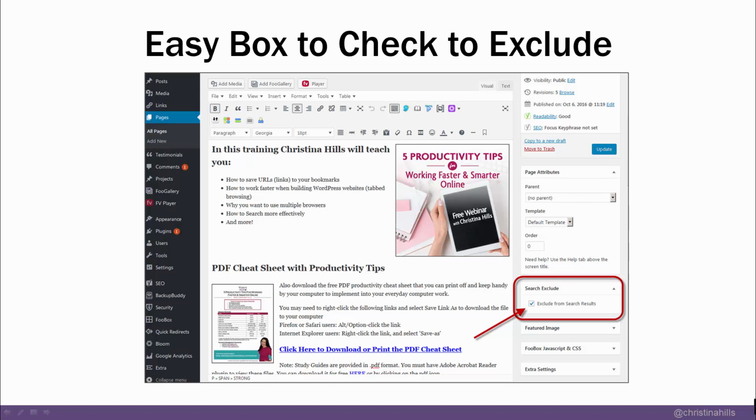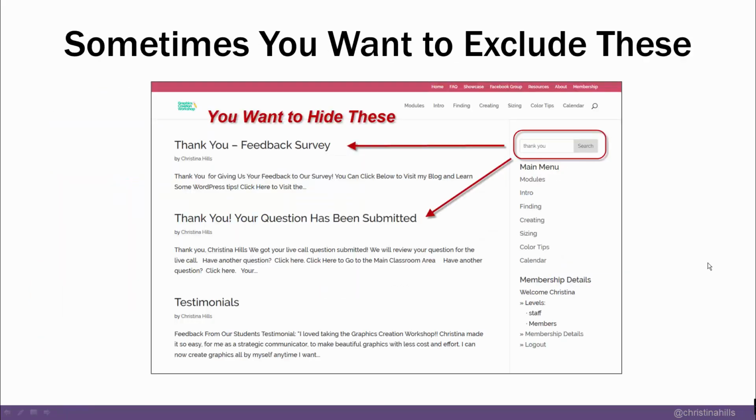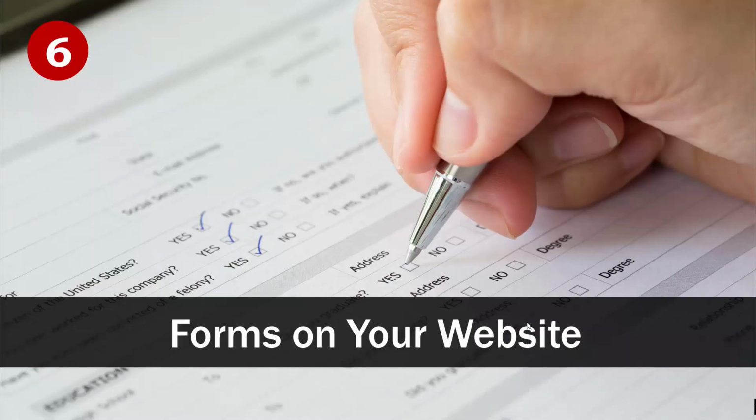Now, some people are probably thinking SEO. To exclude a page or a post from a Google search, you'd use the Yoast SEO plugin. But to exclude a page or a post from when someone's at your site and they're typing in the search, then you would use the Search Exclude plugin. And note, you can have both. So, very cool. All right, number 6 of my top 10 is forms on your website.